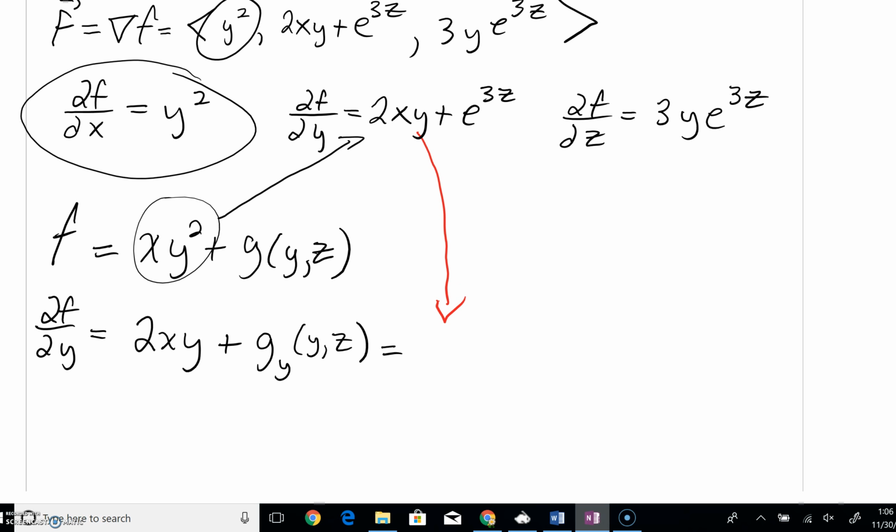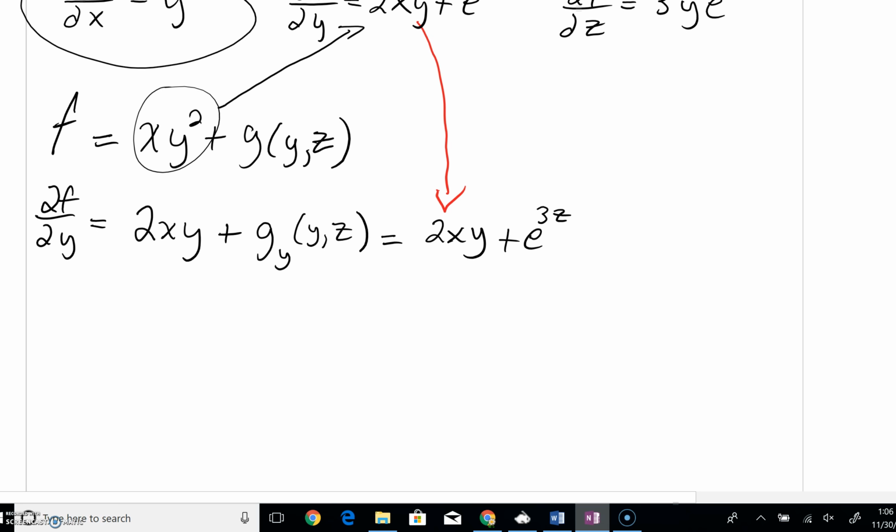In fact, that came from the original form of the force function up there. And you could say, well, that was 2xy plus e to the 3z. Well, now I have an equation that I can deal with. And it doesn't take you too long to see that, wait a minute, I could very easily subtract a 2xy from both sides, right? You might as well just cancel them out, right?